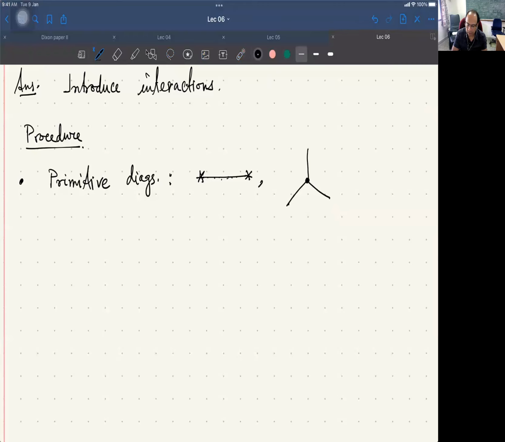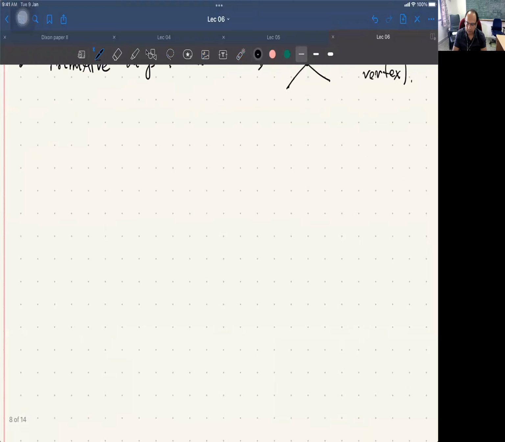But the point is that it is only a point and it has only that much capacity to store information. And in this case, it is just a real parameter lambda corresponding to each point. So it's called a primitive vertex. Each vertex corresponds to a particular strength parameter, which is the coupling parameter lambda.